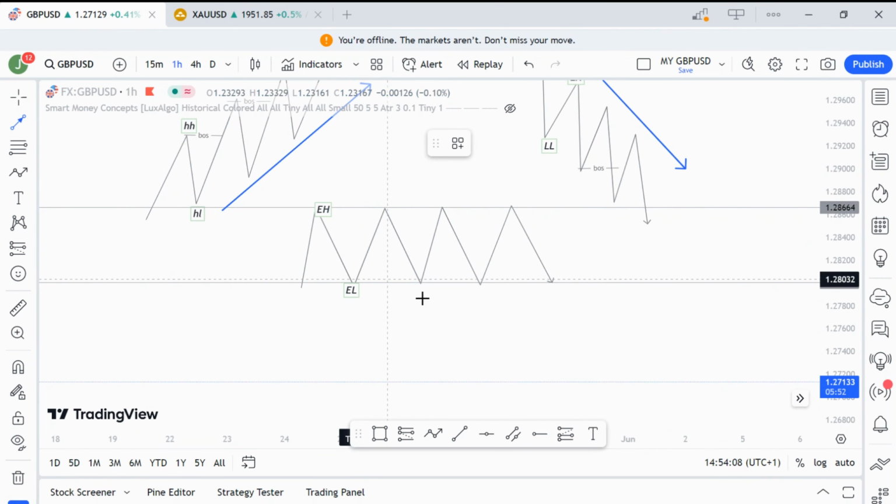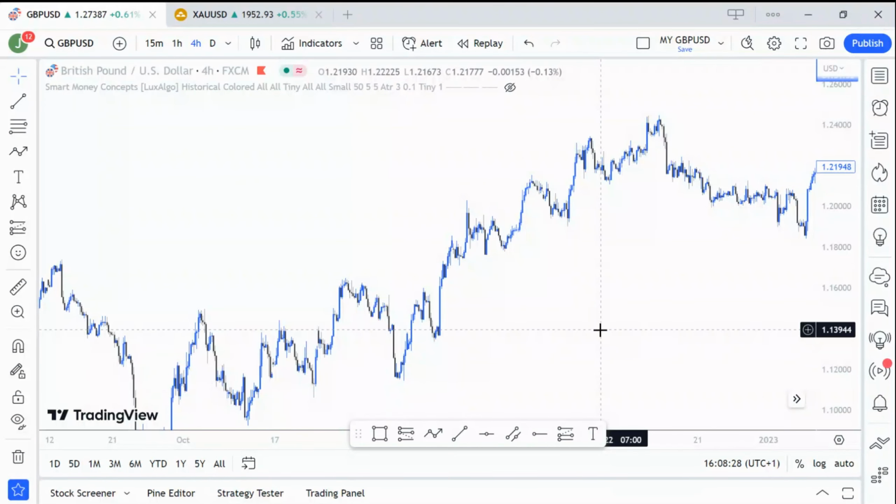Then lastly, we can see the indecision market, or the ranging market. It goes sideways. There is no direction. It creates equal highs and equal lows. There is no break of structure to the upside or to the downside. Now let me show you how these market structures look in the market.